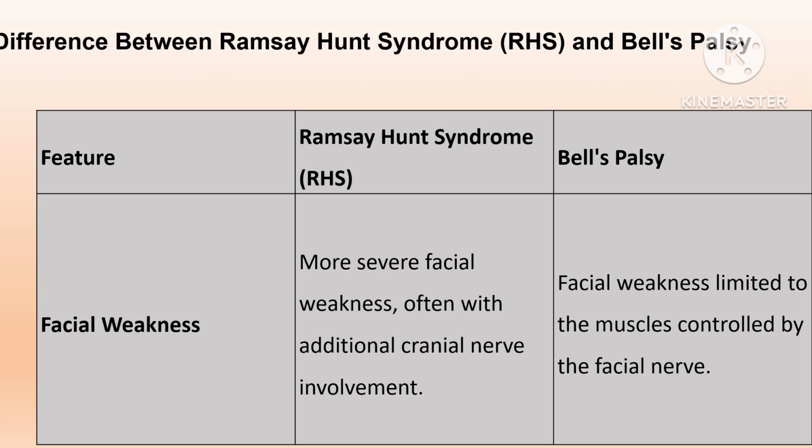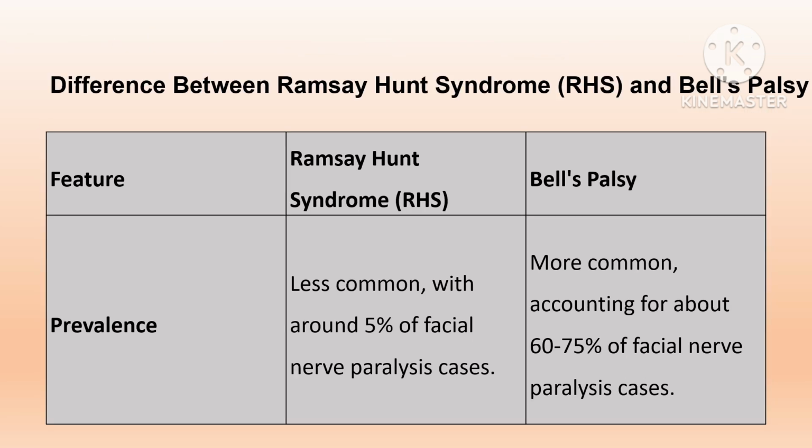The facial weakness in Ramsay Hunt syndrome tends to be more severe and it often involves other cranial nerves, while Bell's palsy typically affects only the facial nerve and causes a unilateral facial weakness. Regarding the prevalence, Ramsay Hunt syndrome is much less common than Bell's palsy. It accounts for only 5% of facial nerve paralysis cases, while Bell's palsy is the leading cause, making up 60 to 75% of the cases.